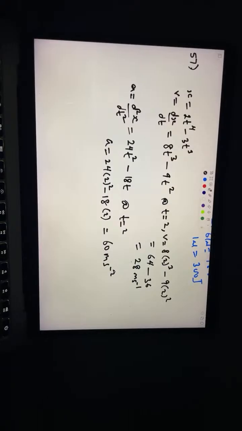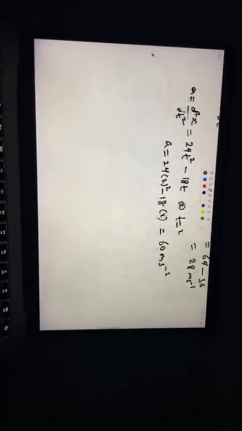So the correct answer in this place is 28 meters per second, then 60 meters per second squared, respectively. So the correct answer there is A. Okay, I think I can move to question 58.